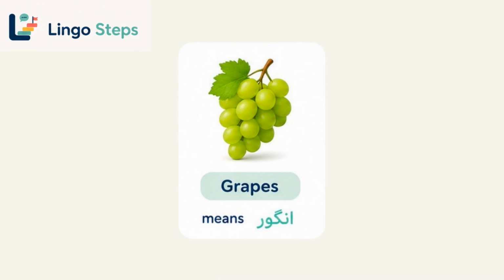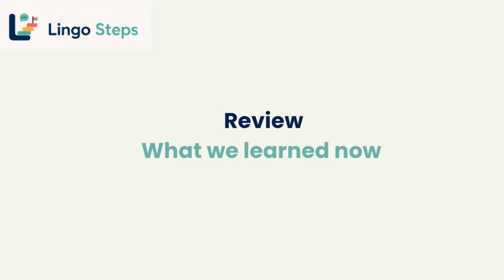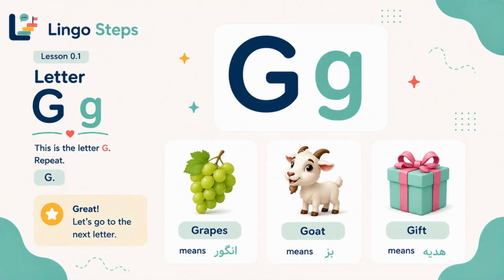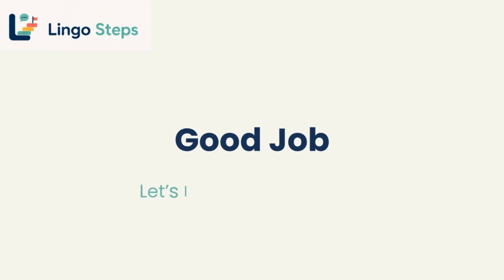Grapes. Repeat, grapes. Grapes یعنی انگور. Review what we learned now. G. This is the letter G. G, grapes. G, goat. G, gifts. Great. Good job. Let's learn the next letter.